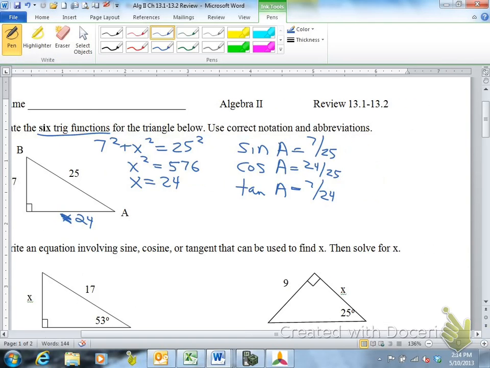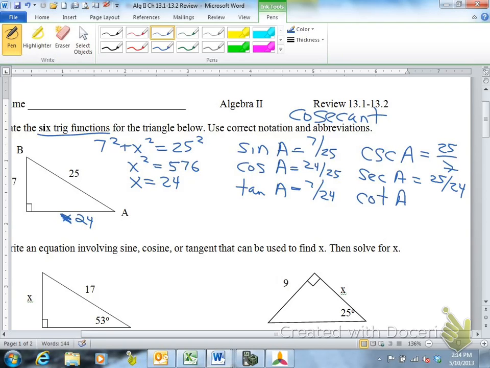And then we can do the 3 reciprocal functions. And you need to know the names, the abbreviations of those. So sine corresponds to cosecant, CSC. Cosecant is spelled like this. Cosecant A is 25 over 7. The reciprocal of cosine is secant A, which is 25 over 24. And the reciprocal of tangent is cotangent, COT, which is 24 over 7. So those are the 6 trig functions.